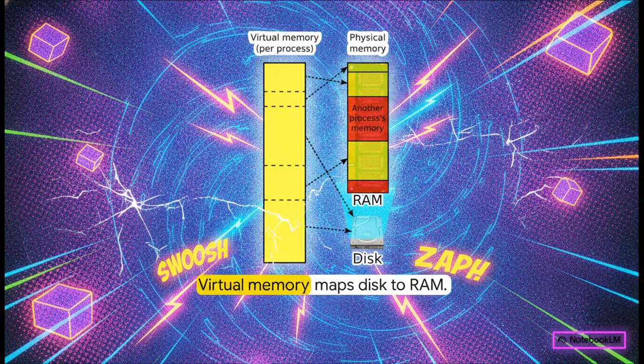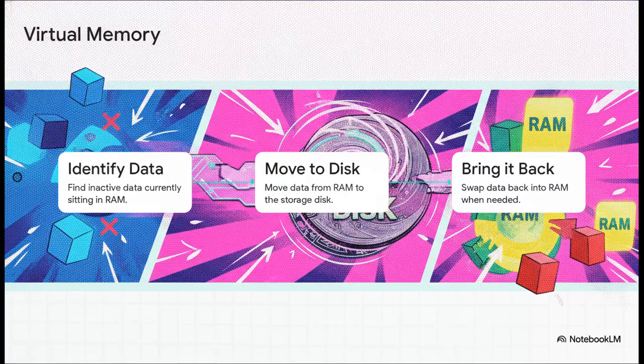But enter virtual memory. This is the trusty sidekick to our RAM hero. It's a really clever memory management technique where the operating system essentially borrows a portion of your secondary storage, like your hard disk drive or your SSD, and uses it as extra emergency backup memory when physical RAM just isn't enough. The operating system manages this whole crisis through a pretty ingenious swapping process.